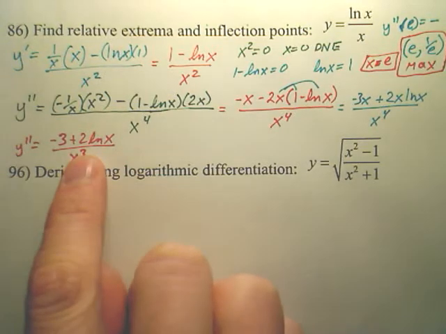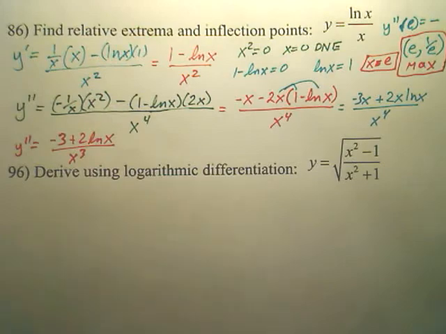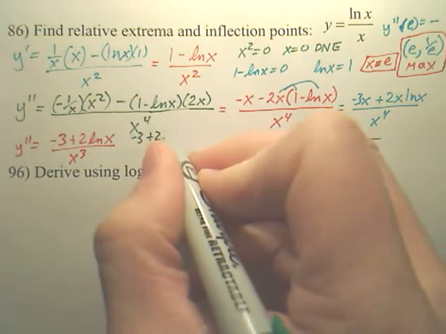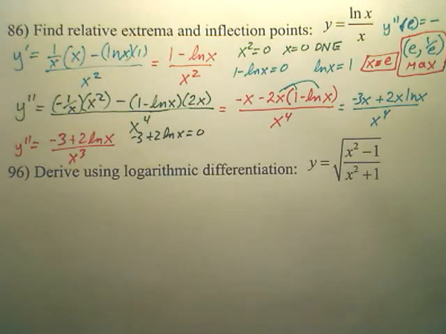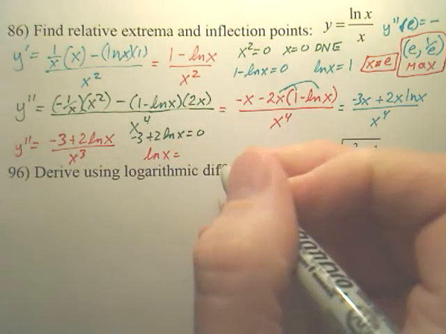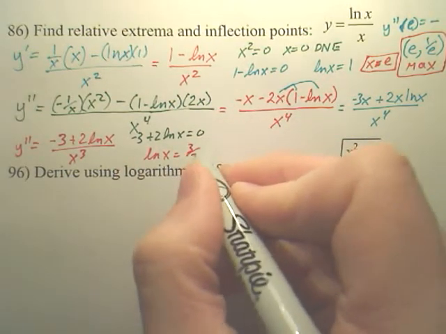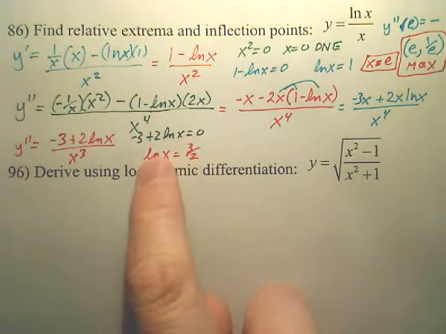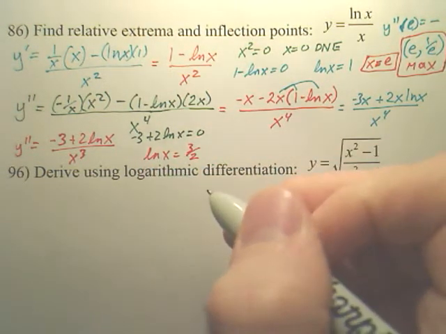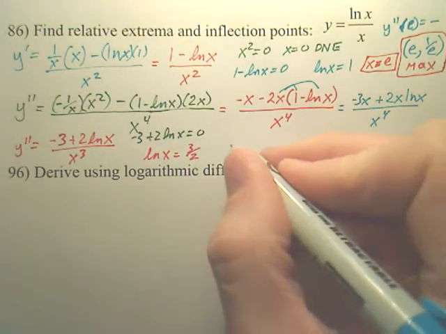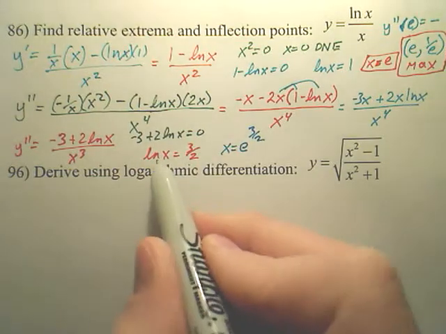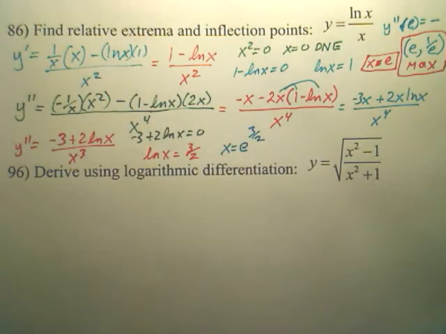And what about this for points of inflection? Well, do I need to set the bottom equal to 0? No, that's going to be 0, does not exist. So if we set the top equal to 0, the bottom you can kind of ignore. So the top equal to 0, you get 2 ln x equaling 3, so ln x equals 3 over 2. When you solve this with natural logs, do you understand the base is e? So x equals e to the 3 over 2 power, which is a number.